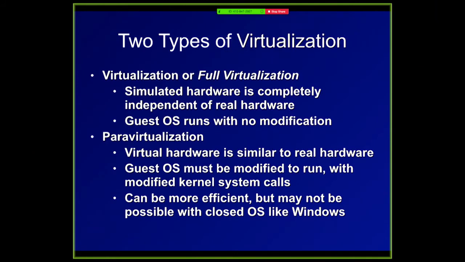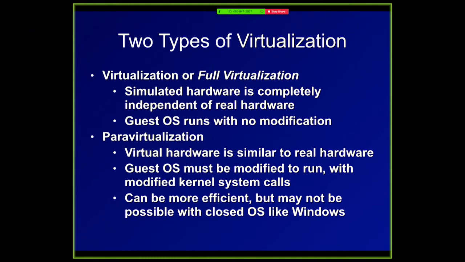Full virtualization is what you get from things like VMware Workstation. It simulates the hardware, and you run an entire OS inside there. This is the most secure, but it's also the most overhead. Para-virtualization runs faster, where the simulated hardware actually matches the real hardware.